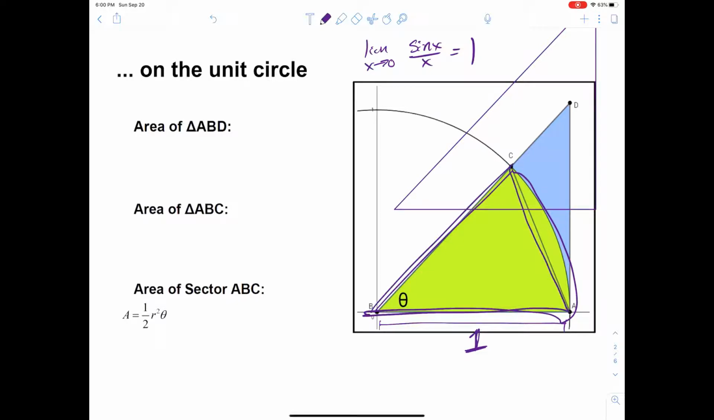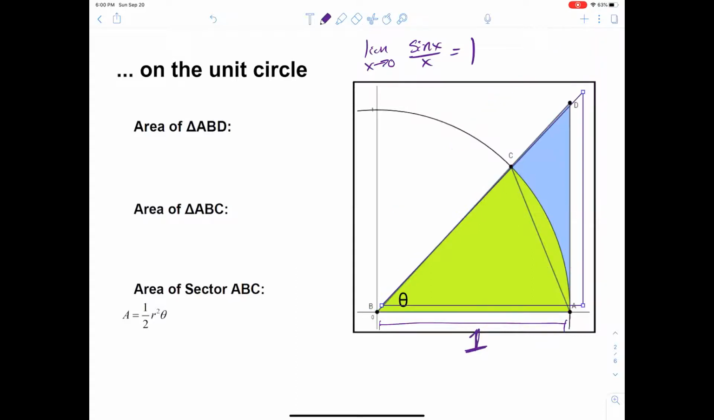And no matter how big that angle is, one thing will be true. The small triangle will always be the smallest shape, the sector will always be the middle shape, and the large triangle will always be the big shape. Okay, so I'm going to clean up my drawing here a little bit. And let's go through and calculate some of these.